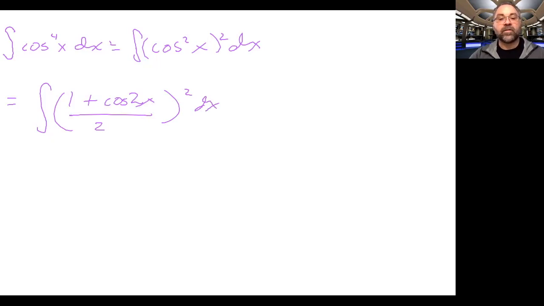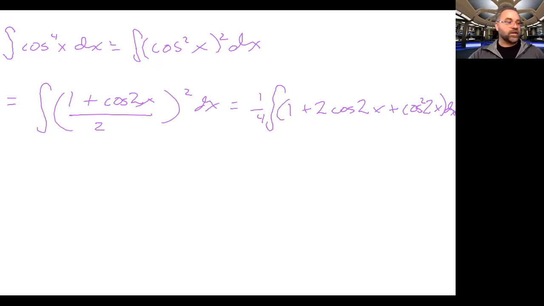Which, I can take out the 1/4. Okay. And then I just square that binomial out. So I get 1 plus 2 cosine 2x plus cosine squared 2x dx. Well, gosh, those first ones, they're all pretty straightforward. The 1, the 2 cosine 2x, we can integrate those, but we still have cosine squared in here. Again, still even power. So we need the power reducing formula again.